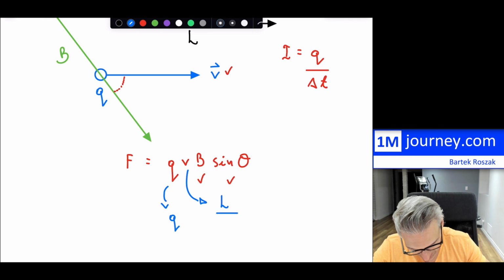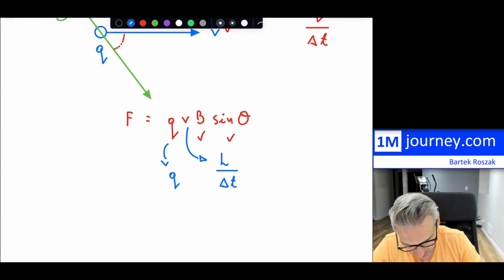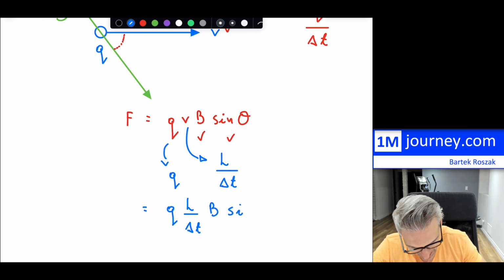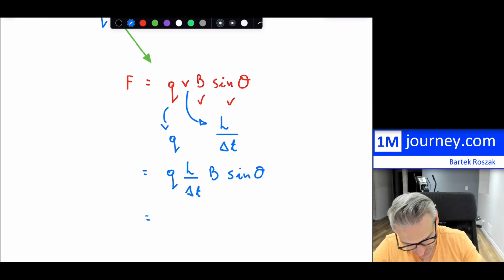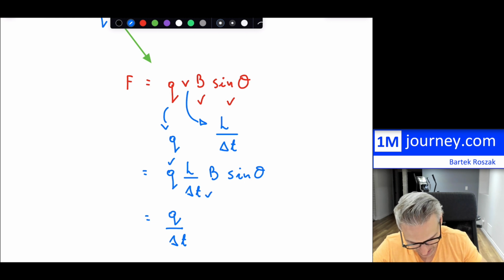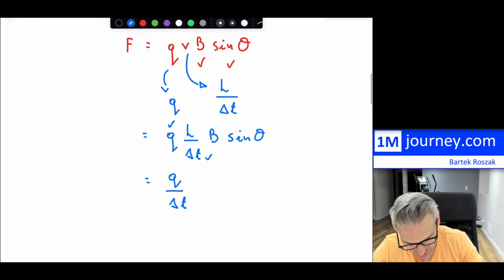And that speed would be just L divided by delta T. So if you plug that in for speed, you're going to get Q multiplied by L divided by delta T and multiplied by B sine of the angle. Now, if you connect back, notice that Q divided by delta T is nothing else but simply the current. And there you have it.